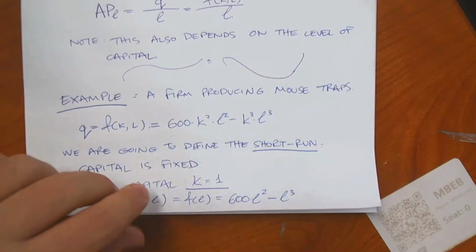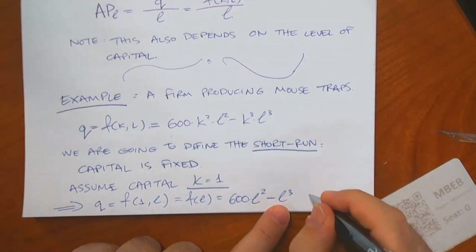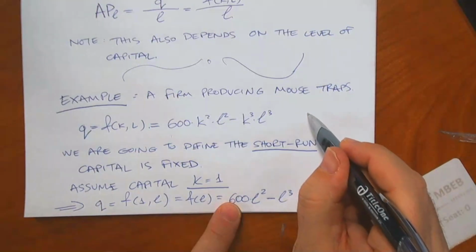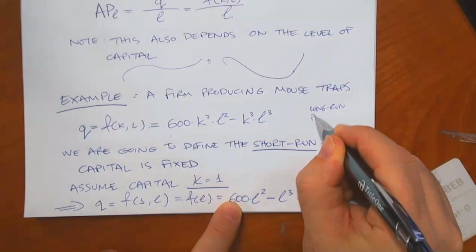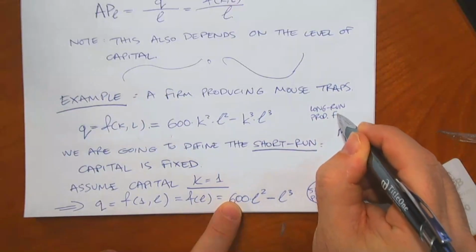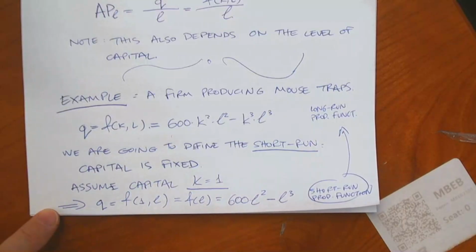So we have a production function that we are going to define as the short run. So this is going to be the short run production function, right? This over here is going to be, if you think about it, the long run production function, because you can change both capital and labor on this one. So you see how short run and long run works in the minds of economists. That's sort of the whole conceptualization of this.